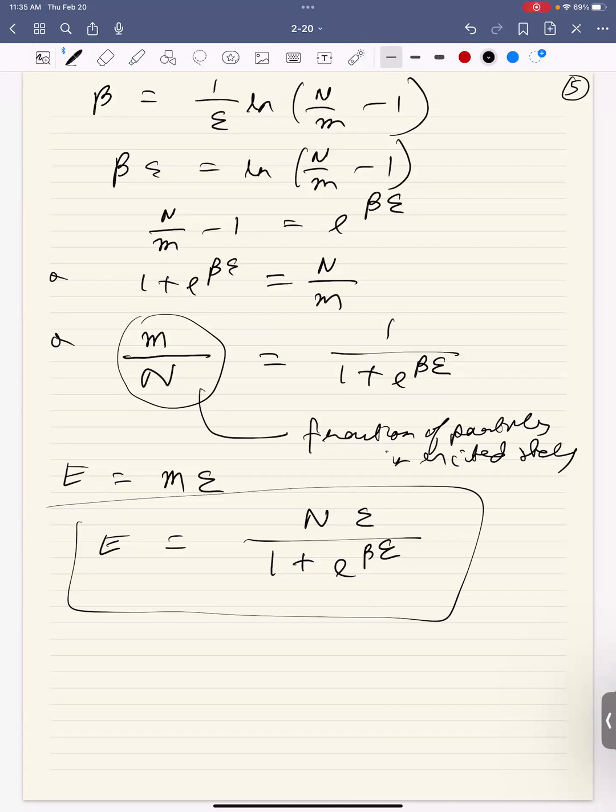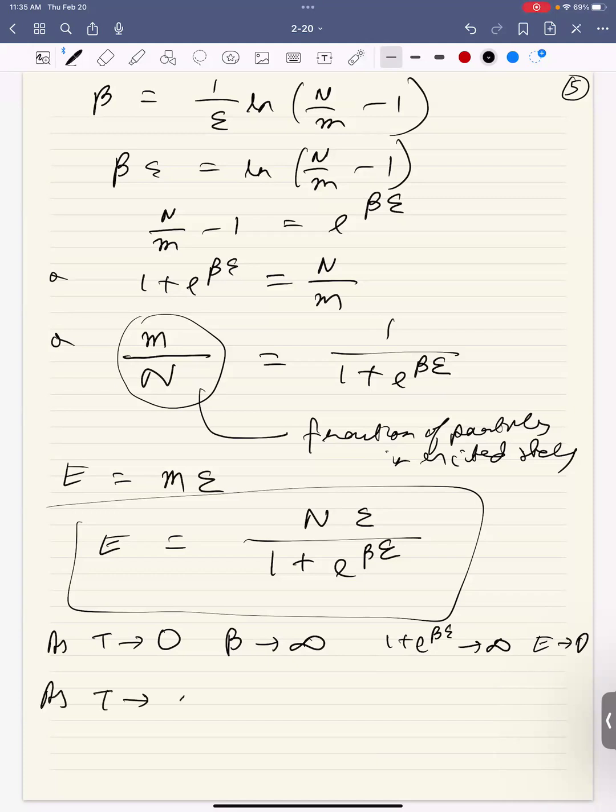Let's check whether it follows Max's intuition. As T tends to 0, beta tends to infinity, right? If beta tends to infinity, in the denominator, e to the power beta epsilon dominates. What's the 1 going to do? The denominator, 1 plus e to the power beta epsilon, tends to infinity, and the whole thing tends to 0. So we recover the ground state, correct? That's fine.